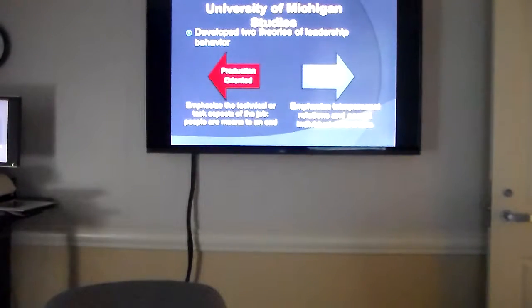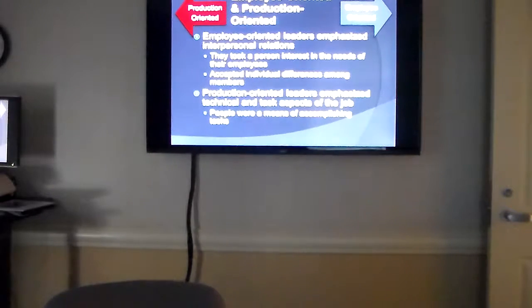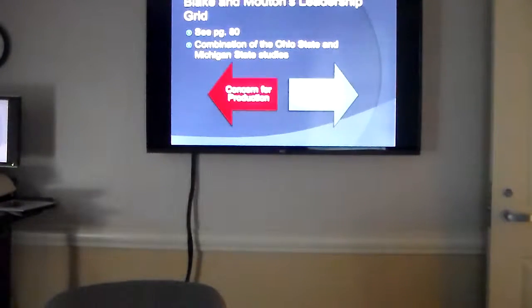So next we have the University of Michigan study. And this looks at production-oriented leadership behavior and employee-oriented leadership behavior. Employee-oriented leaders emphasize interpersonal relations. They get to know their people. They accept differences among their members, and they make sure that the people are doing the jobs and the tasks that are best suited for them. Production-oriented leaders are more focused on what gets done, how it gets done, and who's the one that's accomplishing it. So on page 80 of our textbook, it's the Blake and Mouton leadership grid, and this is good to look at. This is a combination of both of the studies.